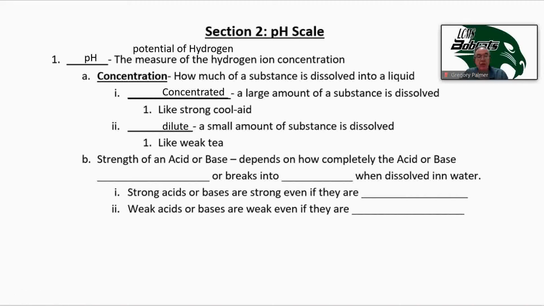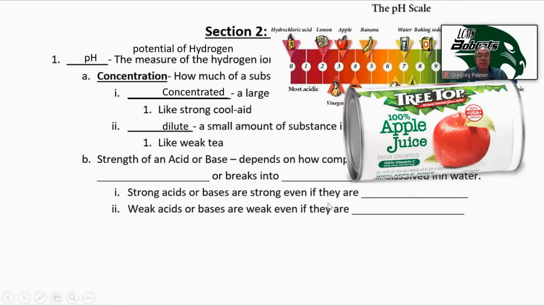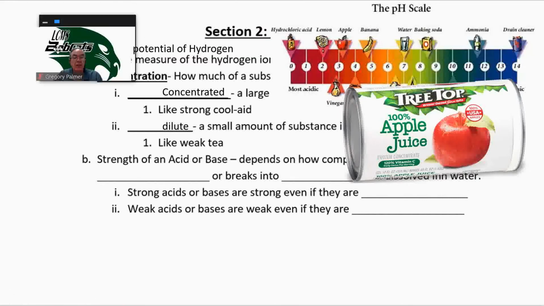This is different than the strength of an acid or a base. We can have a really concentrated weak acid, or a really diluted weak acid, or a concentrated strong acid, or a diluted strong acid. And what determines the strength of an acid or base is how completely the acid or base breaks into ions when it dissolves.